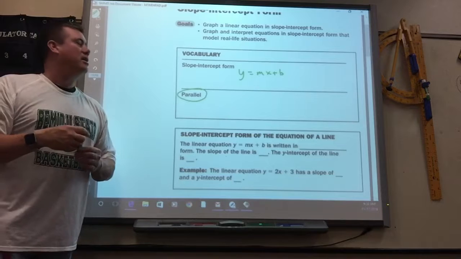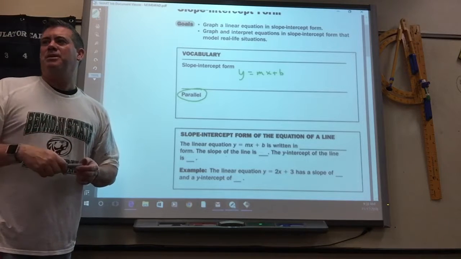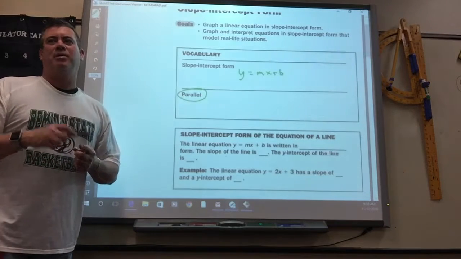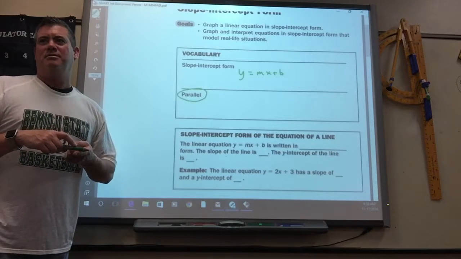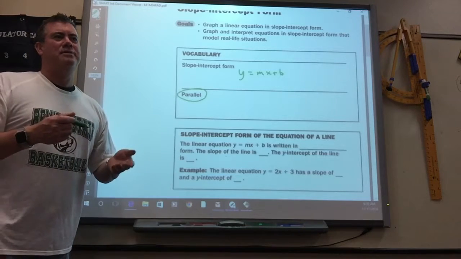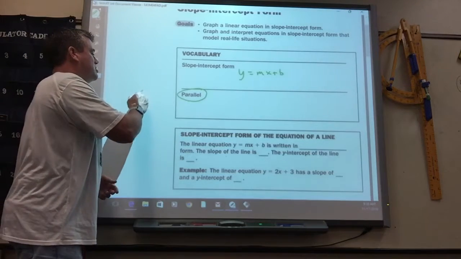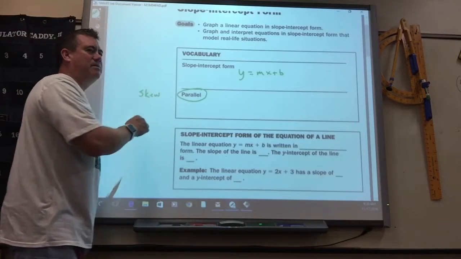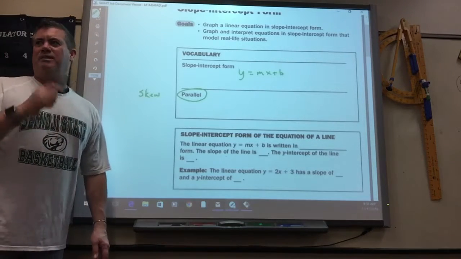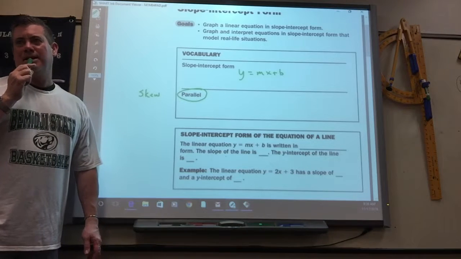Right. Now there is such a thing, you guys gotta put your iPads away, as lines that never intersect but are not parallel. You do more of them next year in geometry. Those are called skew lines. We don't really need them for algebra, but anyone think of an example of two lines that never intersect but are not parallel?